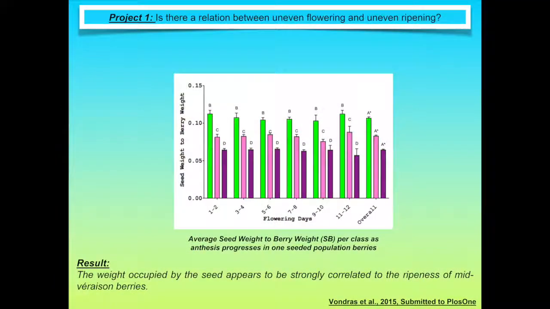What we found is that not the seed weight, but the seed weight related to the berry weight seems to be strongly related to the ripening stage at mid-veraison. So, seed weight to berry weight. I will use the acronym SB for the rest of the presentation. Basically, the weight occupied by the seed appears to be strongly correlated to the ripeness of mid-veraison berries.